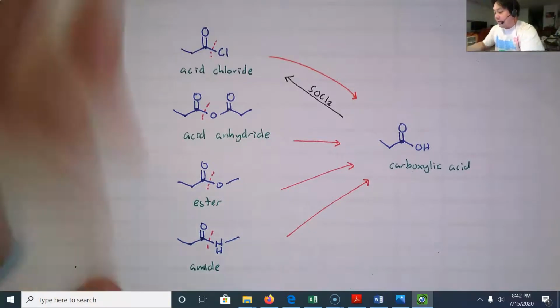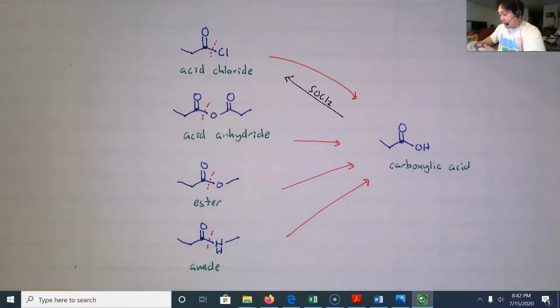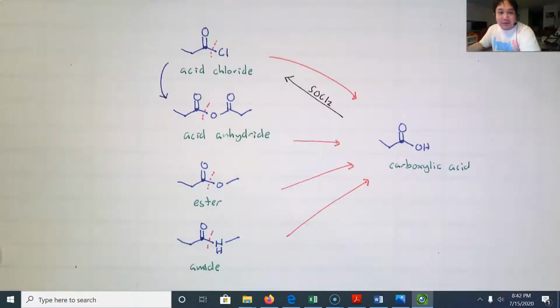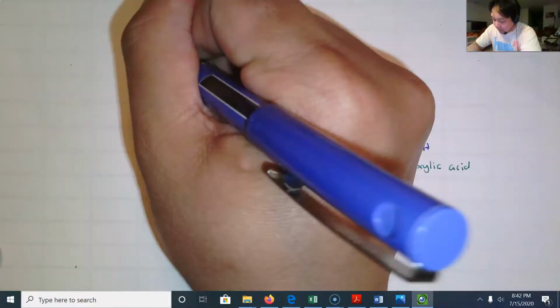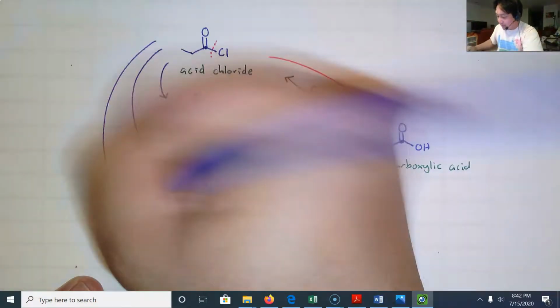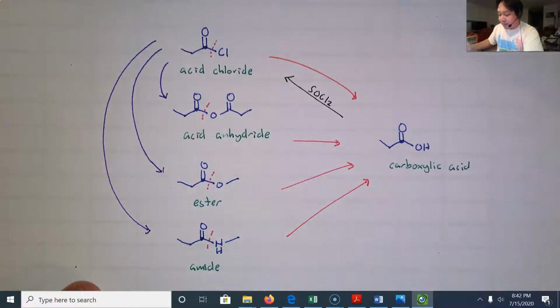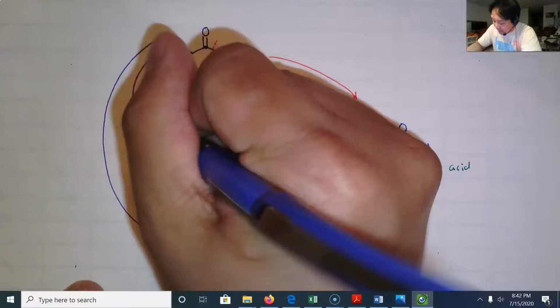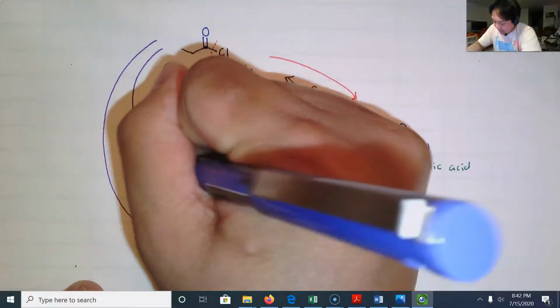Next. I said you could go downhill. So we should be able to give reagents, not in this video, but I'm showing you how, again, everything's interconnected. We should be able to have a reagent that goes from the acid chloride to the acid anhydride, from the acid chloride to the ester, and then from the acid chloride to the amide. And what else? Now we could go from the acid anhydride, go downhill to the ester.